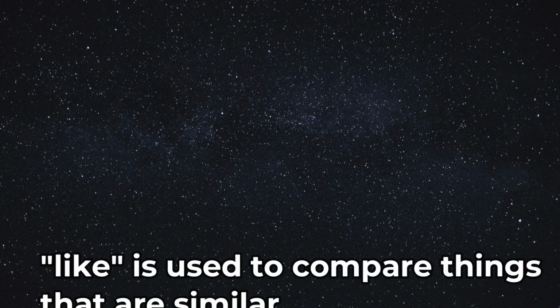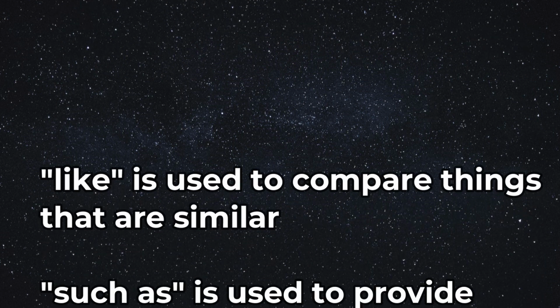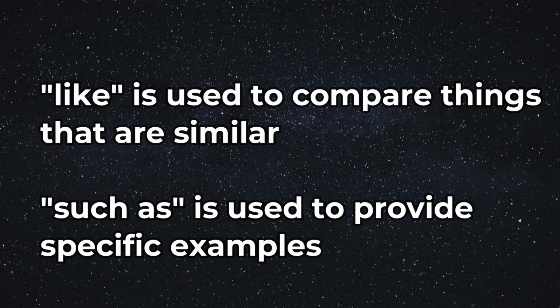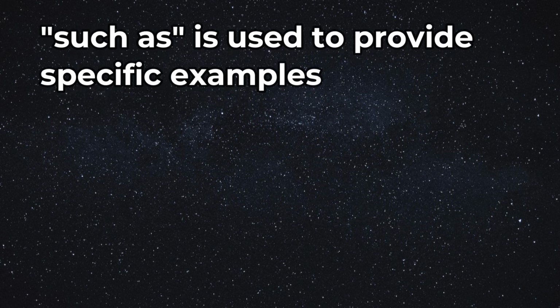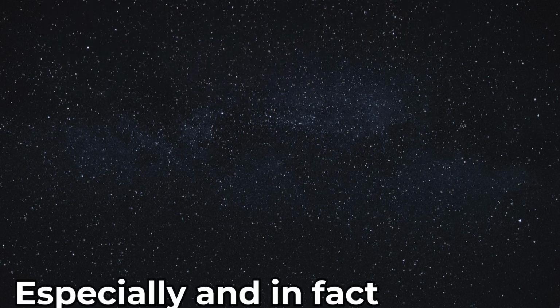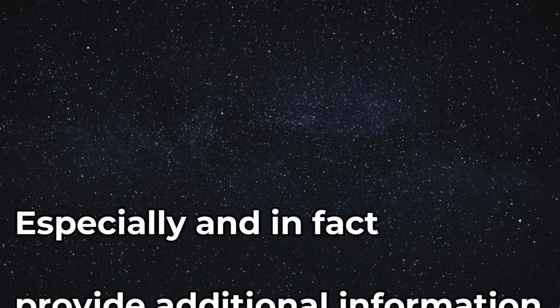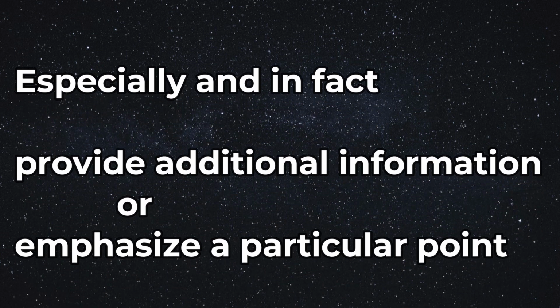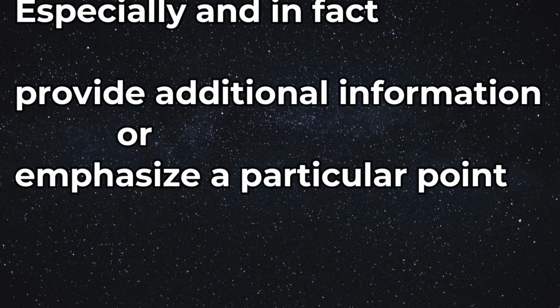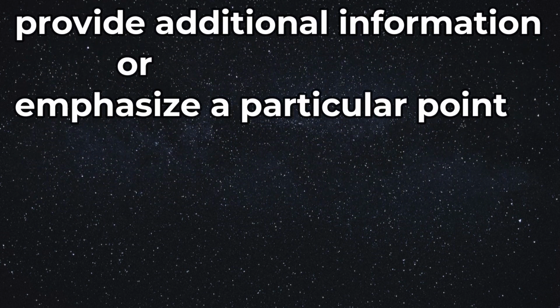To summarize, like is used to compare things that are similar or have similar characteristics, while such as is used to provide specific examples within a broader category. Especially and in fact are both adverbs that are used to provide additional information or emphasize a particular point. While they have similar functions, there are subtle differences in their usage.